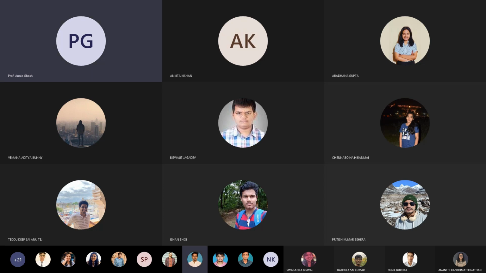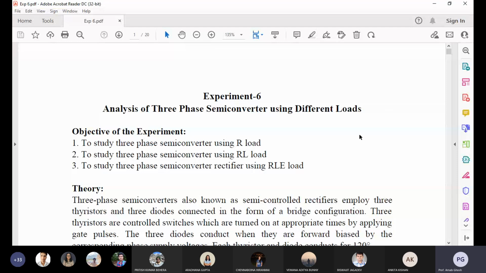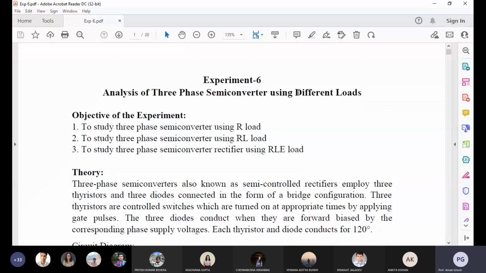Yes, sir. So till now we have completed up to uncontrolled and fully controlled converters. Today we are going to discuss the semi converters with different patterns of load. Just like your single phase, now we are going to discuss three phase semi converters, with three kinds of load: R load, RL load, and RLE load.